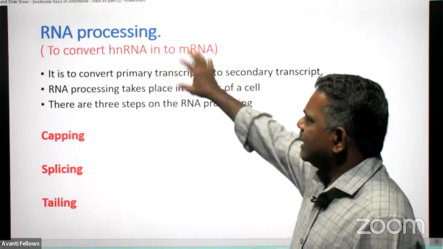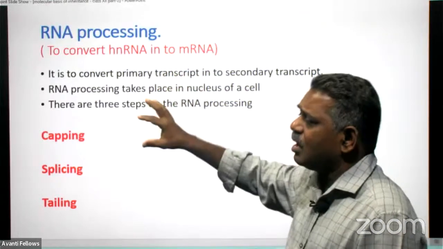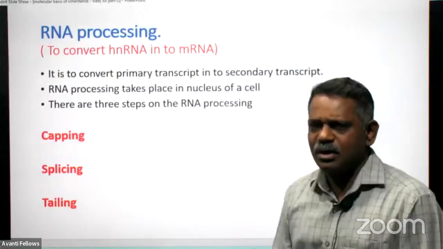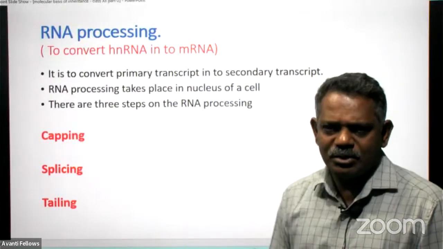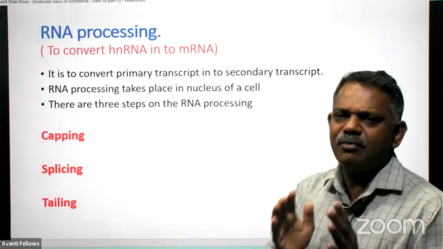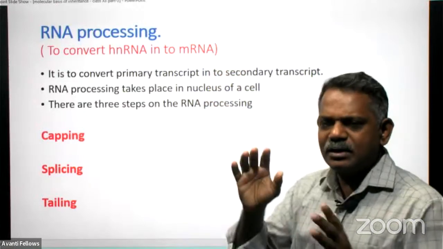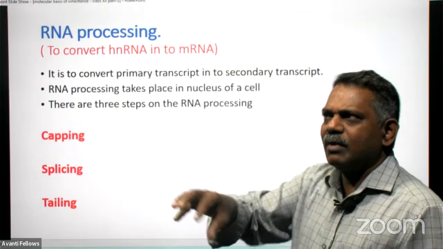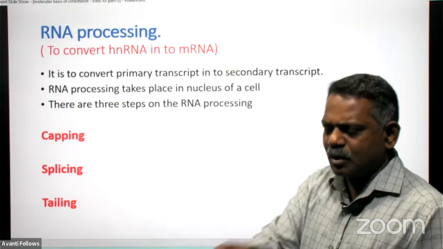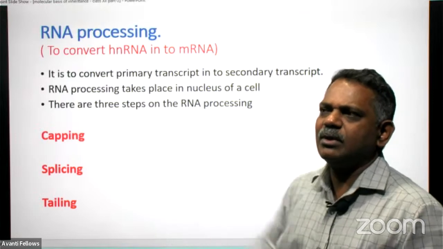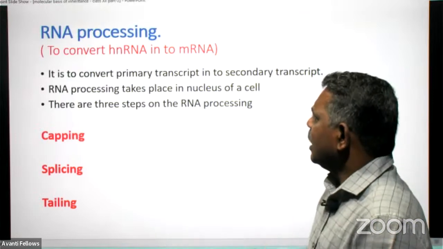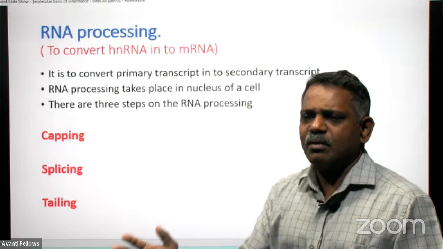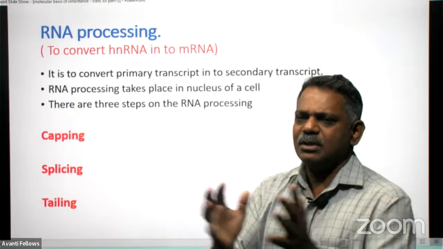This is to convert hnRNA, the unprocessed or raw RNA produced in the nucleus, into functional, matured mRNA. The M stands for messenger. The mRNA is the matured one, and it gives all the information related to the protein: the total number of amino acids and their sequential arrangement in a protein. That is why it is called messenger, because it gives the message regarding the total number of amino acids and the sequence of amino acids in the protein.